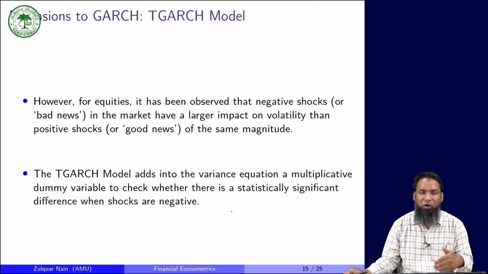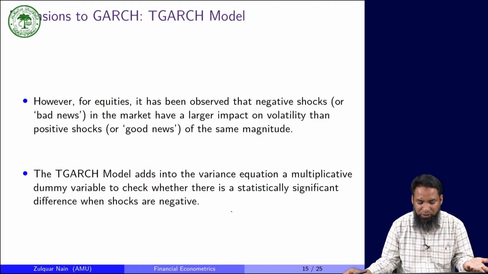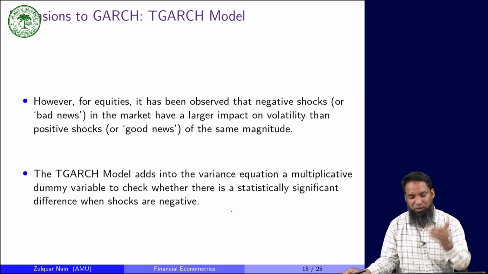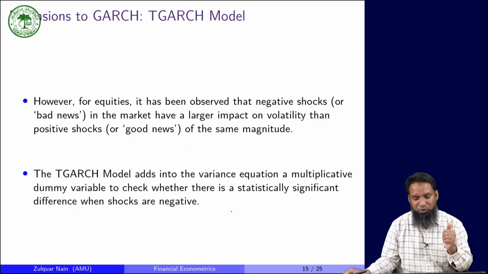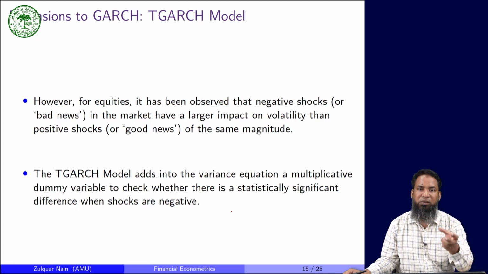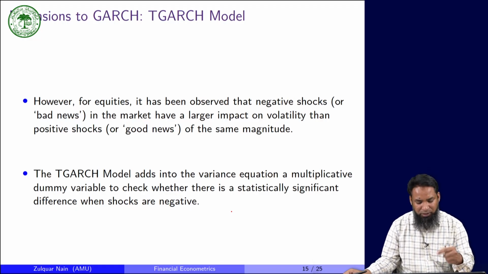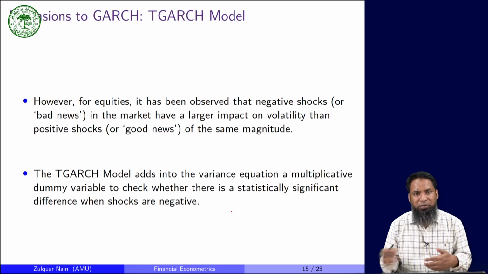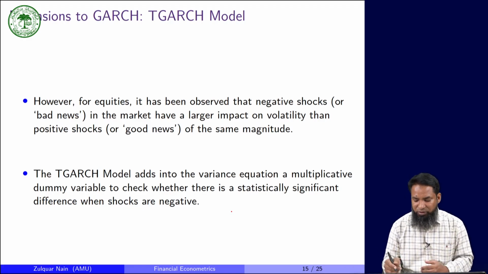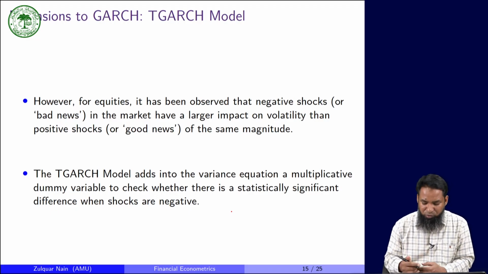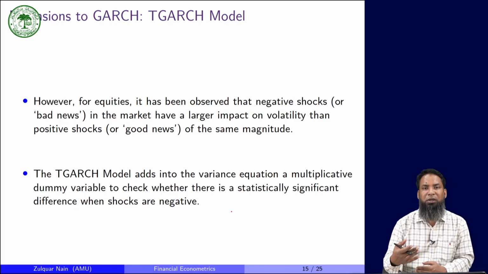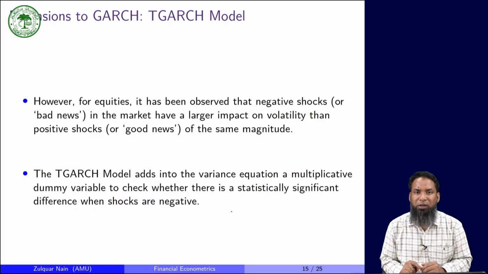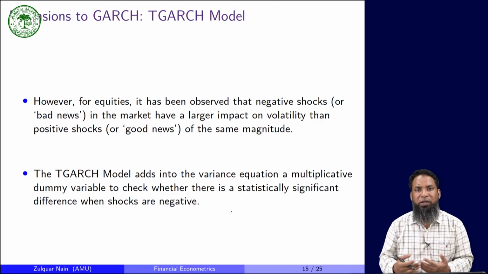However, quite often it has been observed in the equity market, for example, that a negative shock, that is bad news in the market, has a larger impact on volatility compared to a positive shock, or good news, of the same magnitude. In the T-GARCH, we add a particular term into the variance equation in multiplicative form to capture that asymmetric behavior in the response of volatility to bad news and good news.